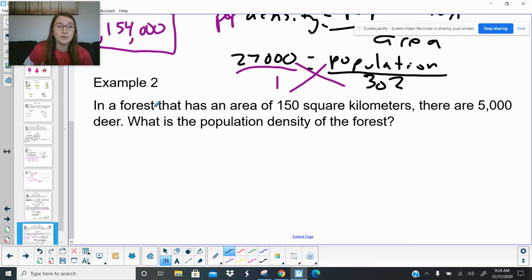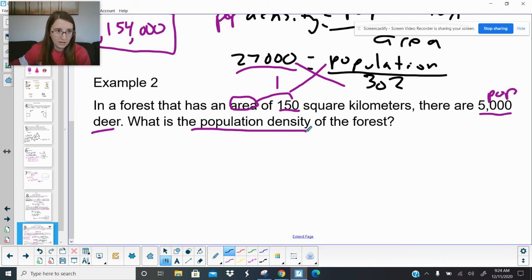Let's try this last one here, and then we're done with this video. In a forest that has an area of 150, there are 5,000 deer. What do we think this is? Do we think this is the population density or the population? This is the population. There are 5,000 deer. That is how many there are total. Remember, population density is how many live per square area. So if I just looked at one little chunk, how many people would just live in that chunk?